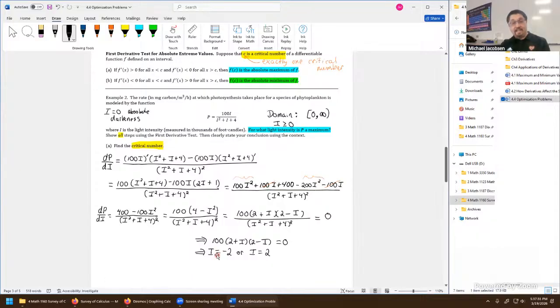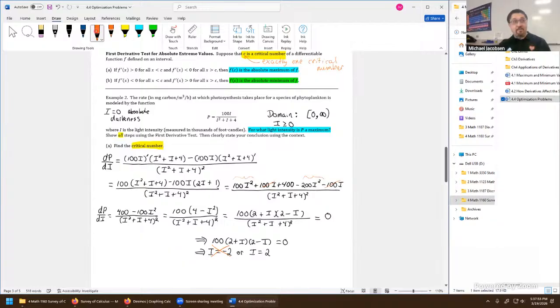That means at -2, that's just a nonsensical solution. It doesn't actually factor into the context whatsoever. If they tried to run this experiment with negative light intensity, we're not sure what that would even mean. Exactly. So because of the context, like Haley said, there is exactly one critical number. It's this one at 2.